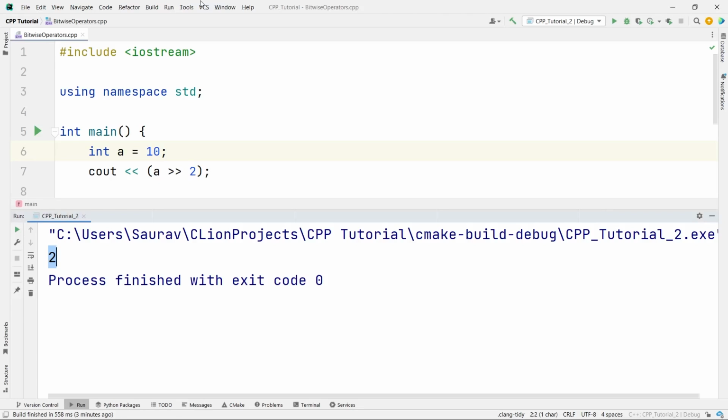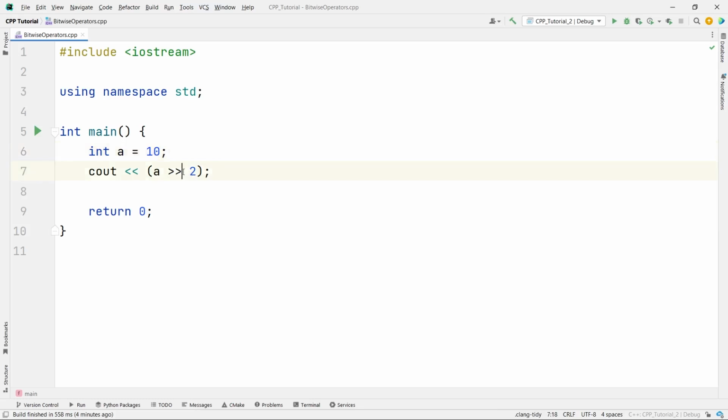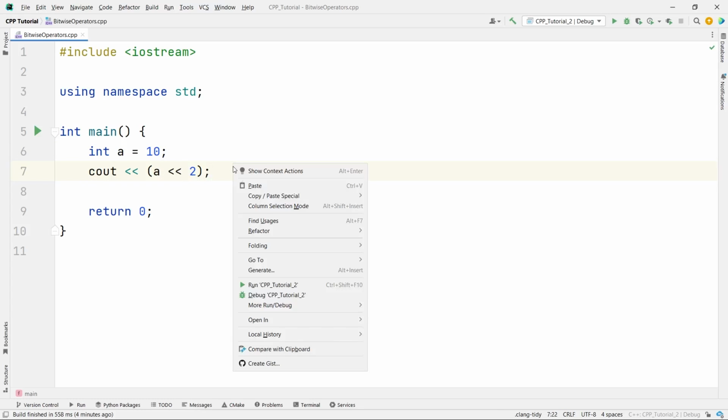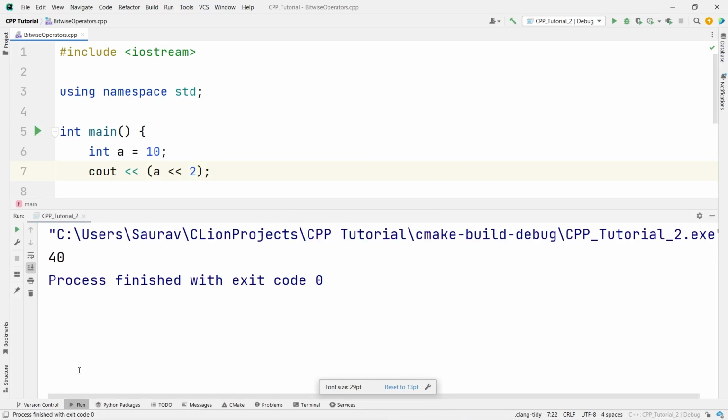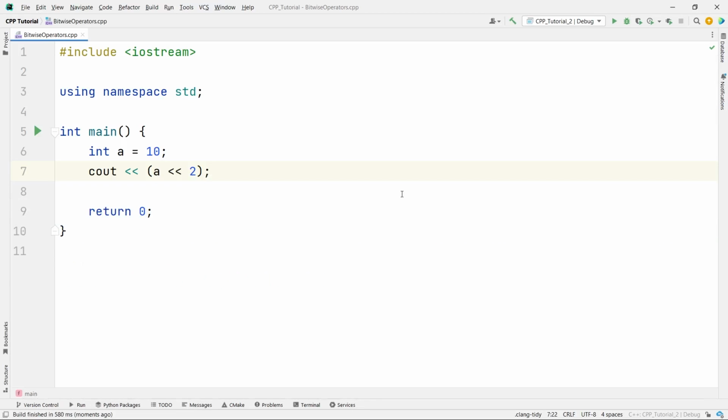This time around, we will take the other way around. So it will be something like this, left shift. Let's run this and check. Yes, guys, you can see here we're getting 40 as the answer. So with this we have covered the 5 important operators in bitwise, which are AND, OR, XOR, right shift, and left shift. Now let us try to do the other one, which is the bitwise NOT operator.